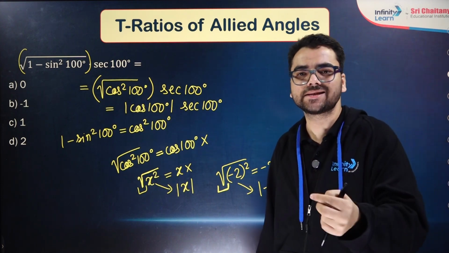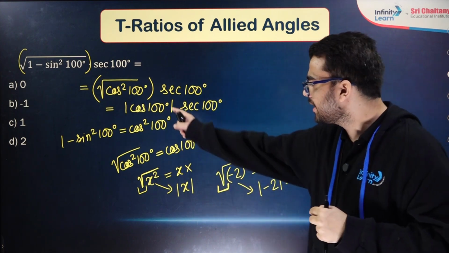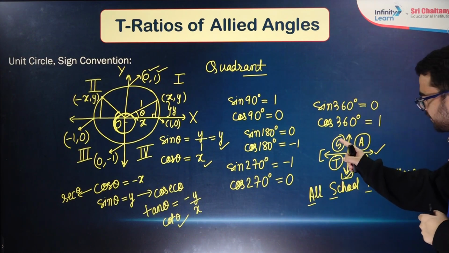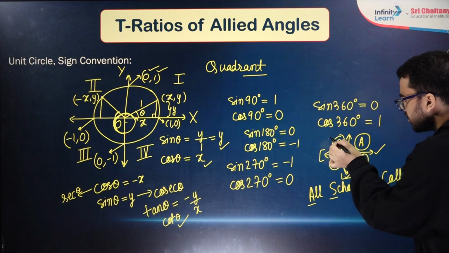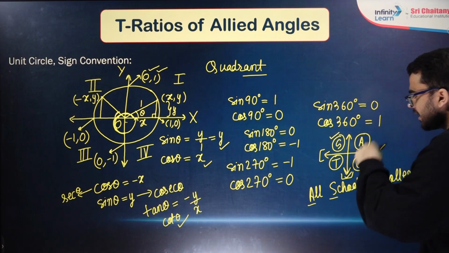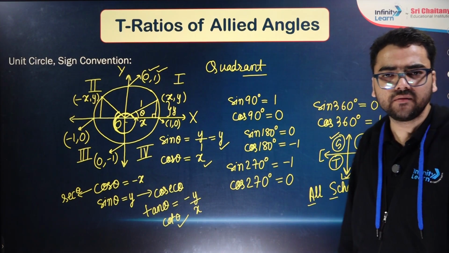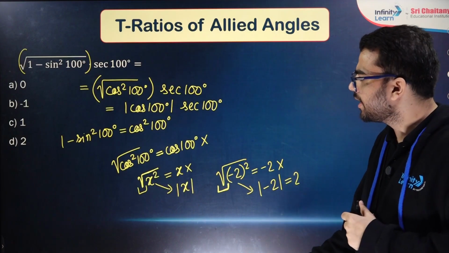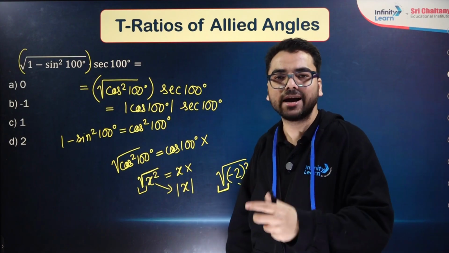You remember the ASTC rule. Now, 100 degrees is in which quadrant? 100 is in the second quadrant, right? You see, 90 plus 10 is 100. In the second quadrant, only S for sine and its reciprocal cosec is positive, and all other trigonometric ratios are negative. So we know over here that cos 100 is a negative value.